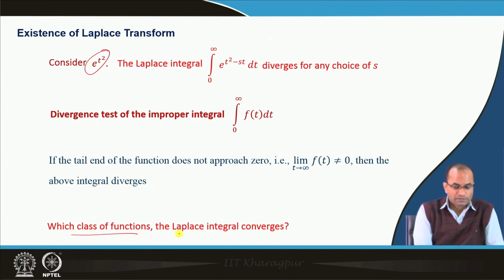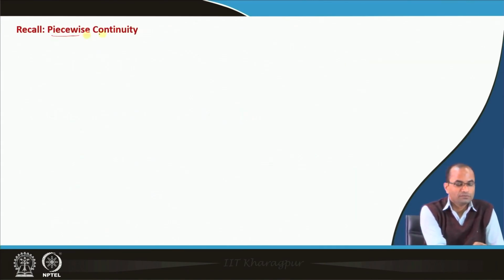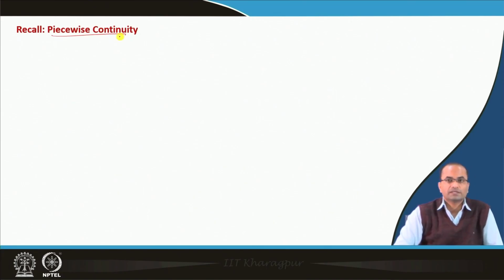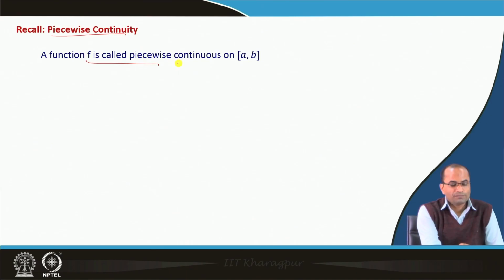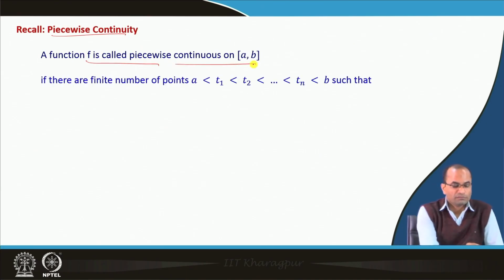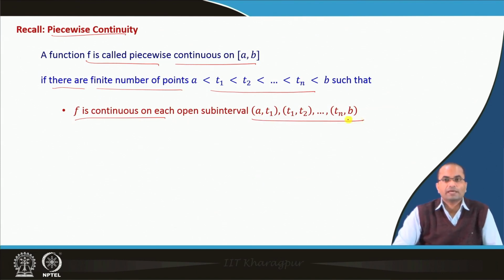So, for which class of functions does the Laplace integral converge? For that, we need to recall the piecewise continuity, which was already discussed in earlier lectures on Fourier transform. A function f is called piecewise continuous if there are a finite number of points t 1, t 2, up to t n between a and b, such that f is continuous in each open interval a to t 1, t 1 to t 2, etc.